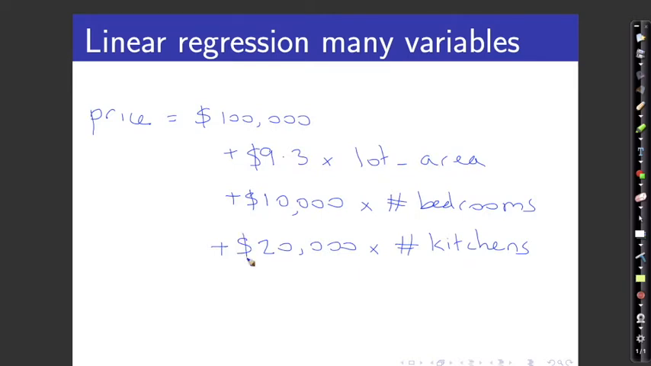The kind of real estate model that is being used in practice nowadays would have hundreds of variables like this and would be far more complicated. But this model has 3 variables, and therefore it is called multiple linear regression, and that's what we're going to look at next.